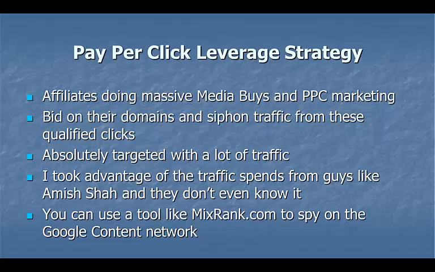And I mean, there are tools like MixRank out there that'll allow you to spy on places like the Google Content Network, where you can see what advertisers and affiliates are doing the big advertising spends. And once you find out the guys who are doing the big advertising spends, obviously, number one, the reason why they're doing it is because they're making money. But if you can make a list of their domains and then find related CPA offers that are very targeted, that can result in a lot of good conversions for you.